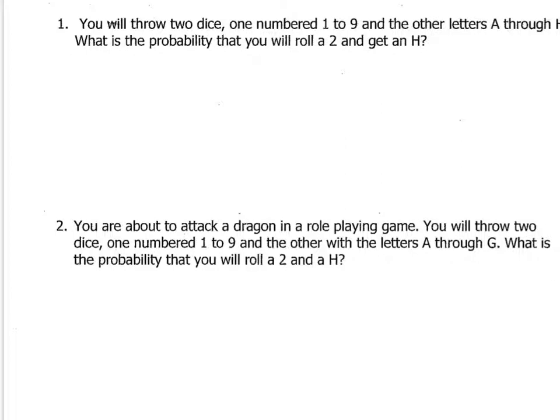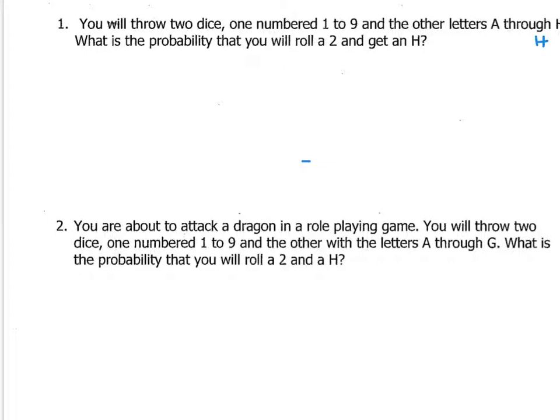So if you take a look at the first example, it says you throw two dice, one numbered 1 to 9, and the other with letters A through H. That's an H right there. What is the probability that you will roll a 2 and get an H?